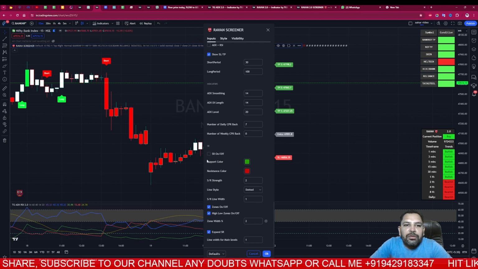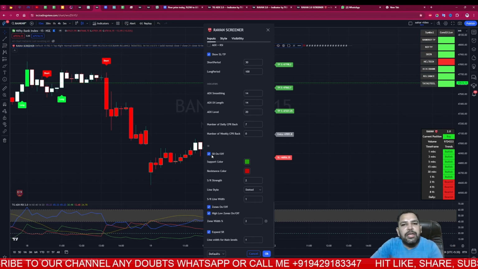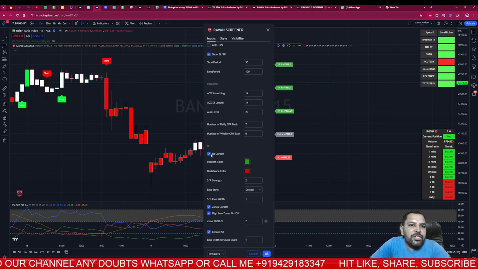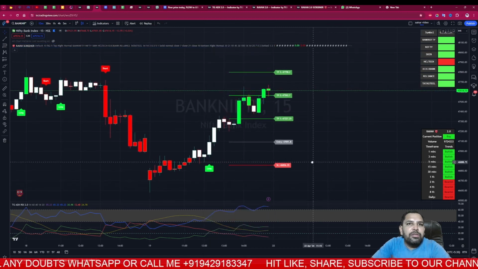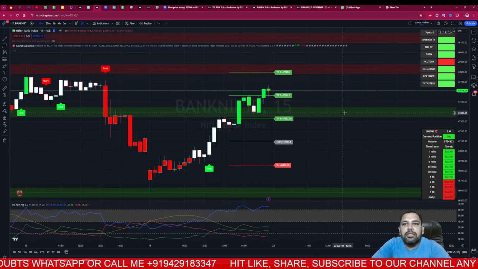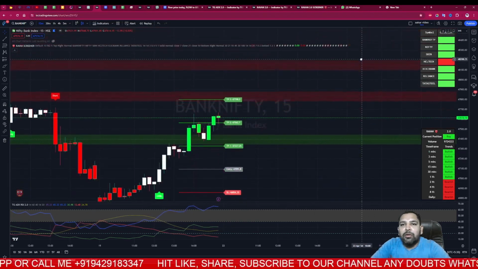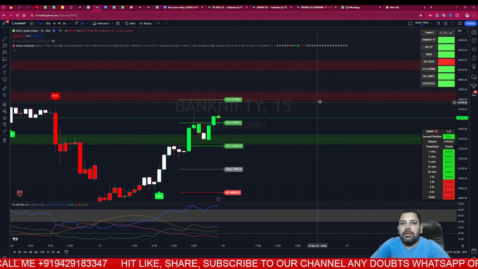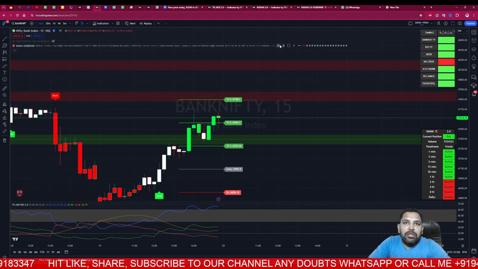Those who want to activate support and resistance, they can check mark on this line, right? The same settings will be on mobile, right? Once you check mark this line, the support resistance lines will be plotted on the chart, right? These are the support lines, green, and these red ones are the resistance lines. Once the resistance breaks, this becomes support and this becomes resistance. So this is the support resistance line.